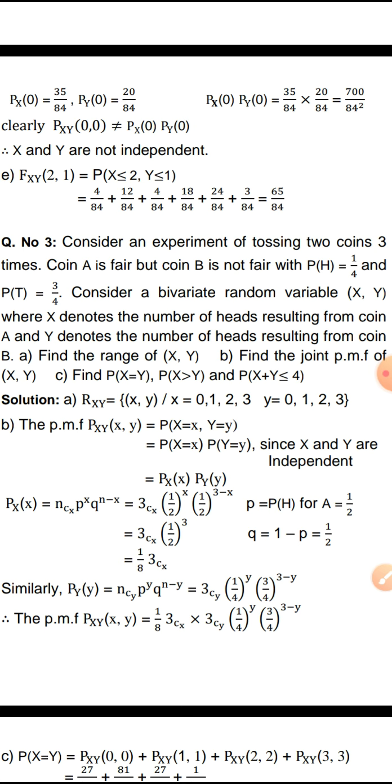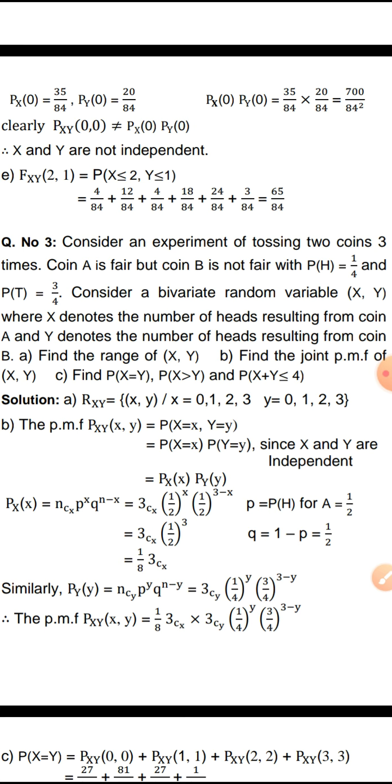The question is, find the range of X, Y. Find the joint probability mass function of X, Y. Find P of X is equal to Y, P of X greater than Y and P of X plus Y less than or equal to 4. So the range of X, Y, R double suffix XY, is the set of all those x comma y values where x is 0, 1, 2, 3.